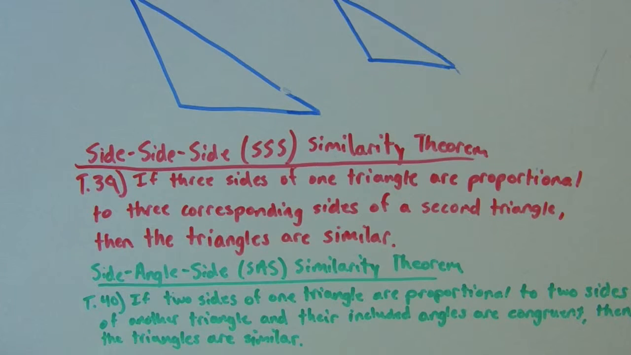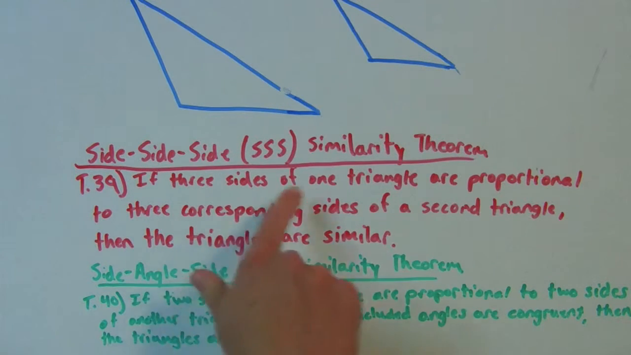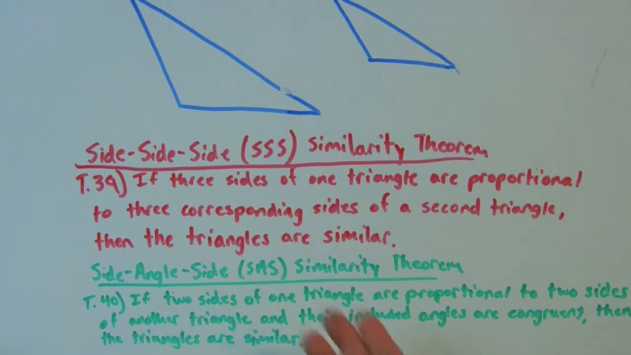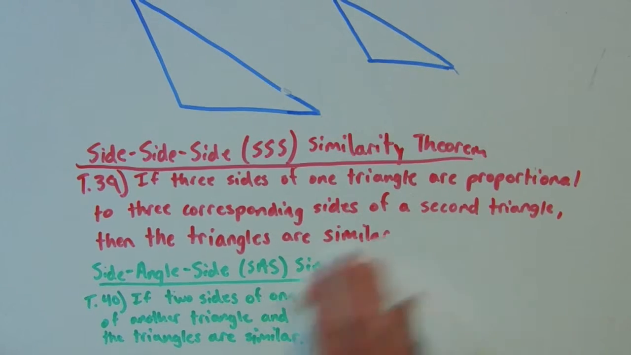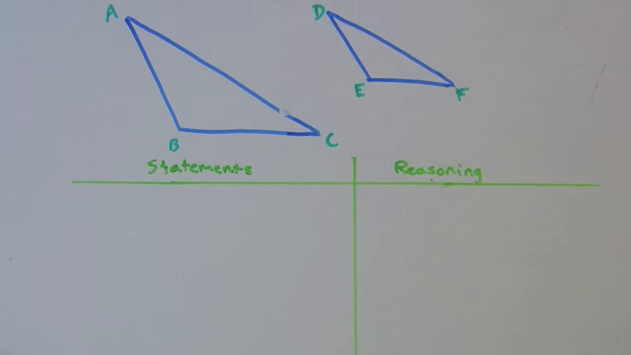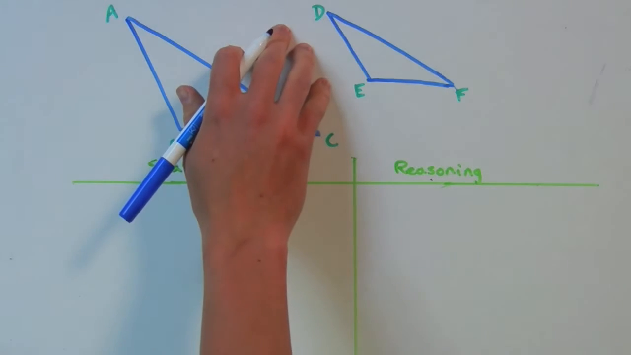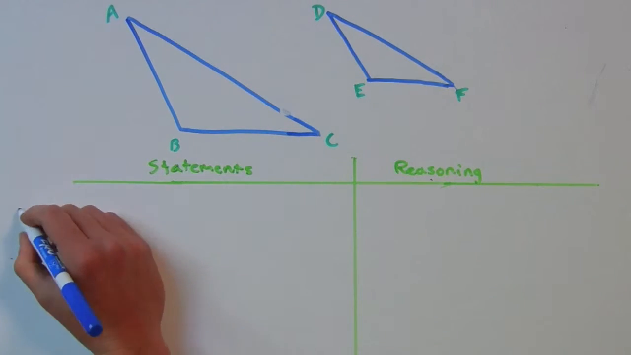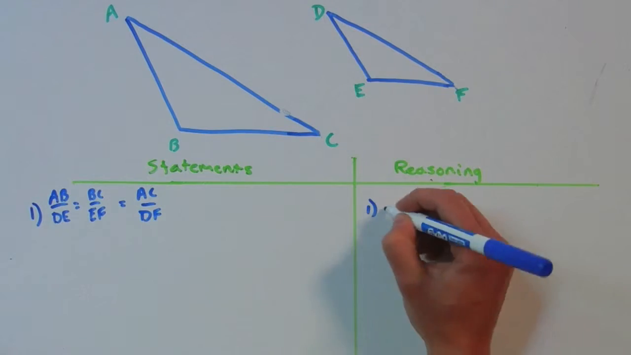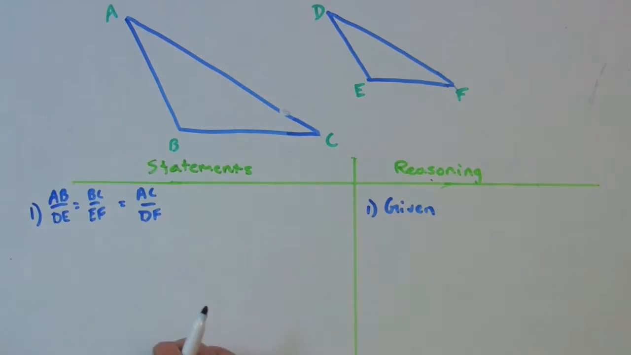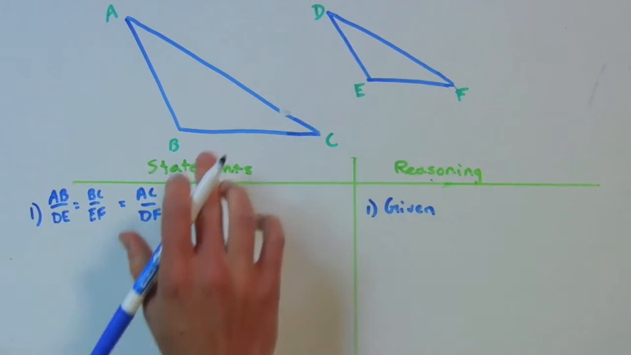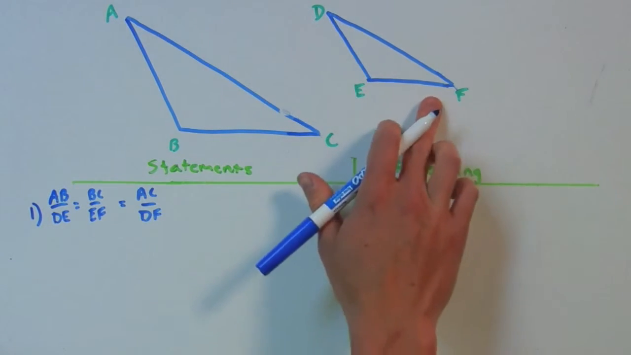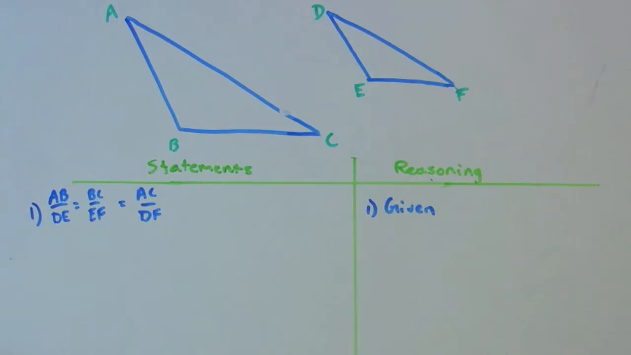Let's go ahead and prove one of these theorems. Let's do T39, the side-side-side similarity theorem. This theorem gives us that all the sides are proportional, so we're going to start with what's given: the sides of one triangle are proportional to the sides of another triangle. So we have AB over DE is equal to BC over EF, which is equal to AC over DF.